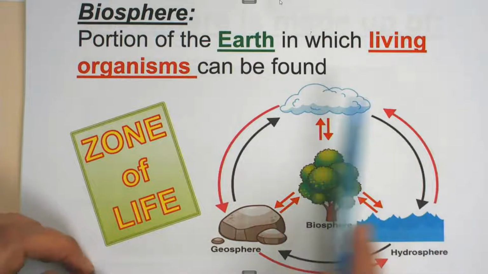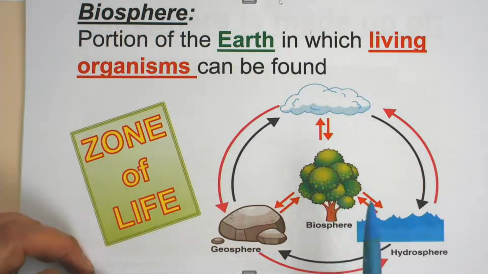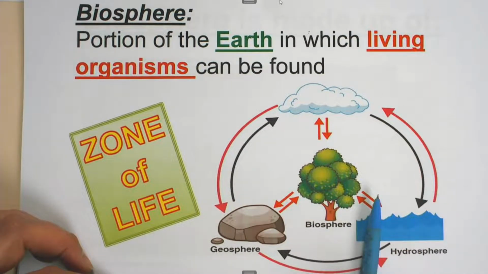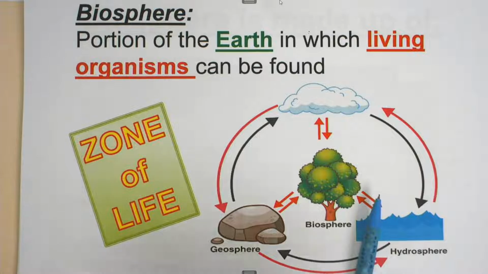We have a circle, biosphere. And the biosphere is made up of the atmosphere, the lithosphere, and then the hydrosphere. Now in this biosphere, this is an area where you're going to find all the living organisms. Some that you can see with your naked eye, and some that are exceptionally small where you're going to need a microscope to see them.